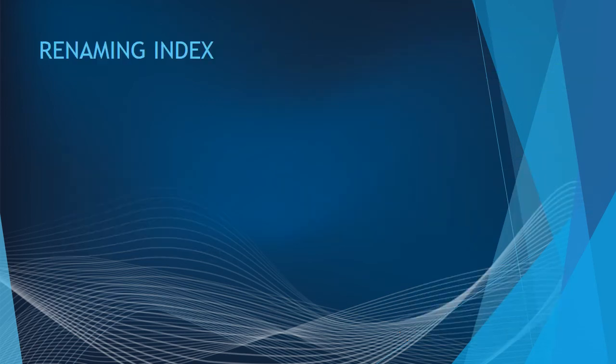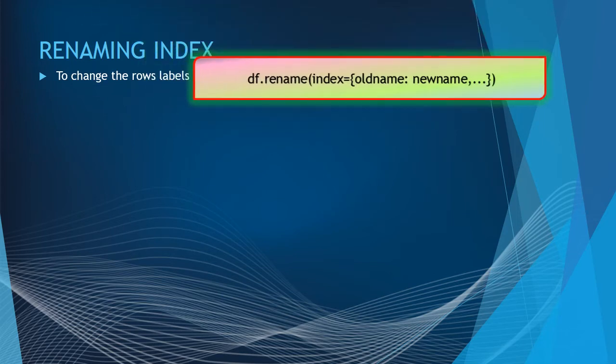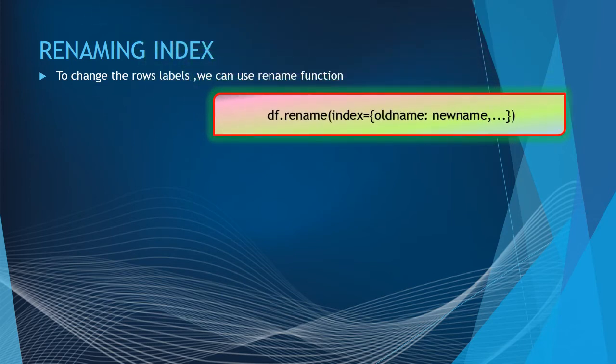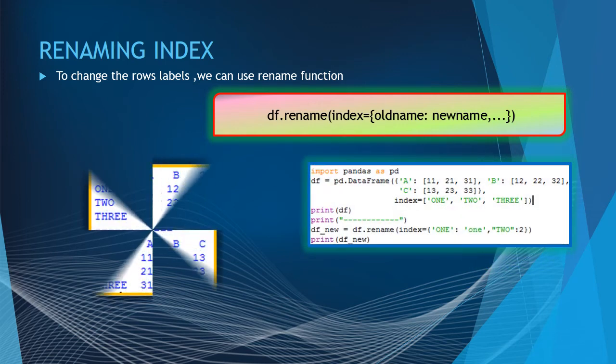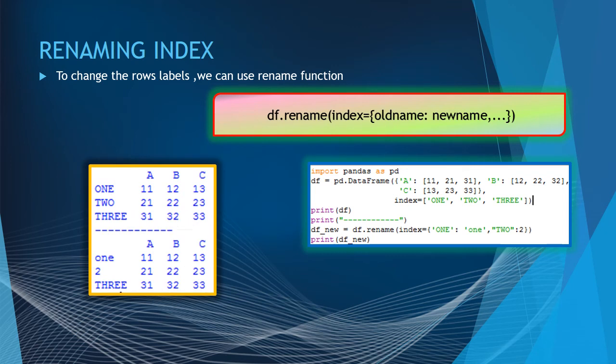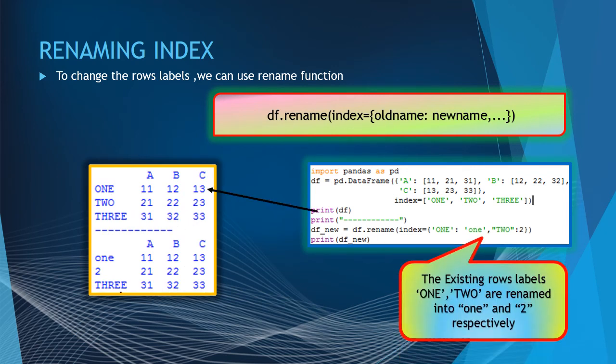Likewise, we can change the row label also using the rename function. df.rename of index equal to, here the index values also we have to give in dictionary format, old name colon new name. So the index labels are 1, 2, 3 in uppercase letters. I'm going to change capital 1 to small 1 and capital 2 into the integer 2.